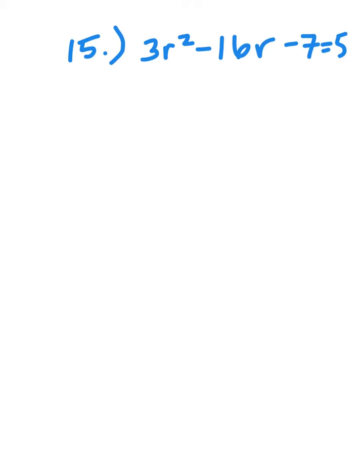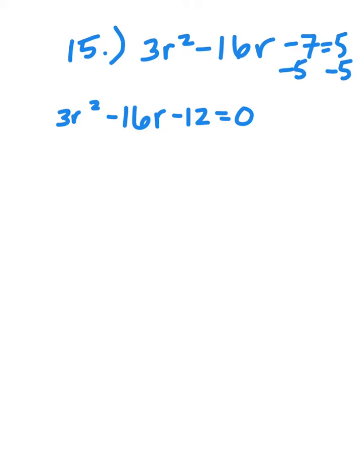Okay, so this video goes over question 15, 17, and 19 on page 30. So I always need to start when I'm going to factor by making sure that my equation is equal to 0. So I get 3r squared minus 16r minus 12 equals 0.